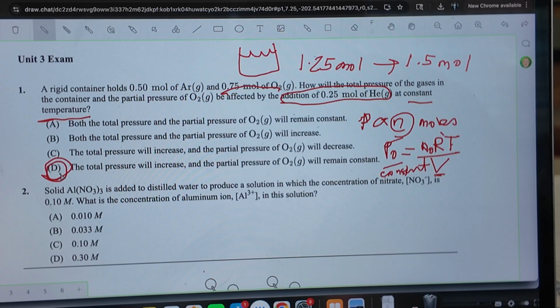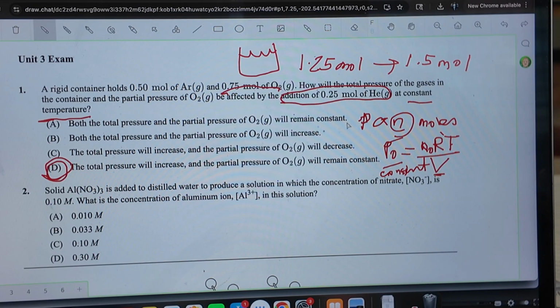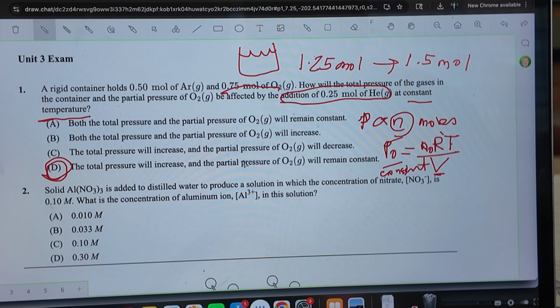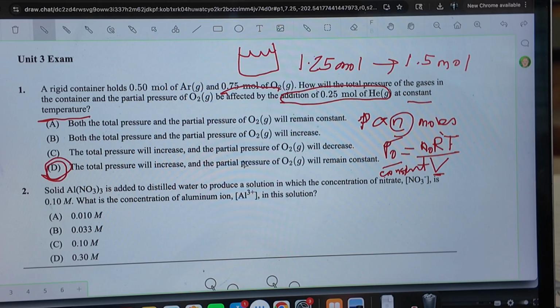And a lot of people think that because the percentage of oxygen is now lower, the pressure of oxygen will drop, and that's not true. The overall mole fraction of oxygen does decrease, but the total pressure in this rigid container increases, and so those effects cancel, because the pressure of oxygen is dependent on the moles of oxygen. So that's why it's D.